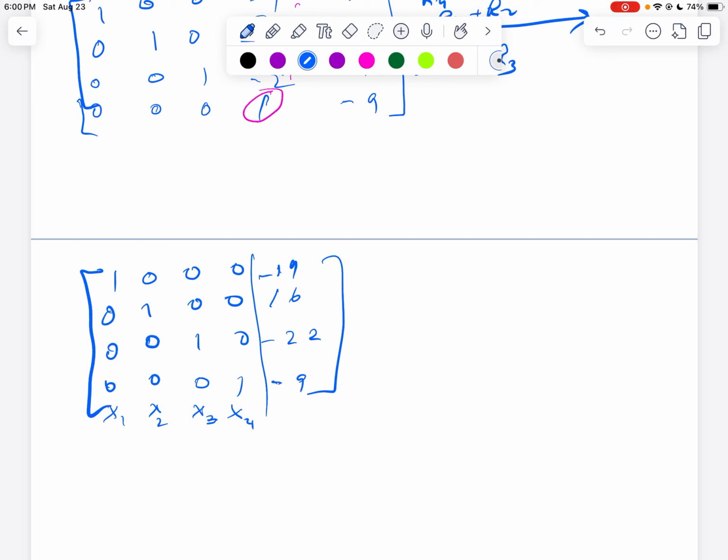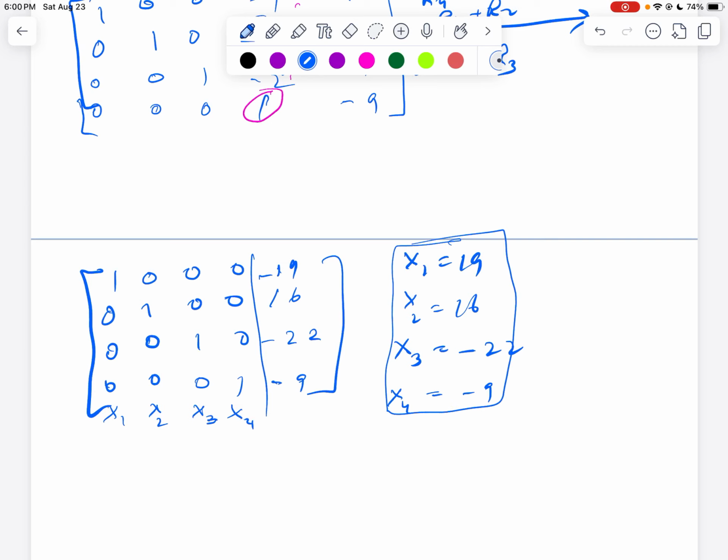So now we have to write down basically our equation. So from the first row, my equation gives me x1 is negative 19. From the second row, I get x2 is 16. And from the third row, we get x3 is equal to negative 22. And then x4 gives us negative 9. So this is our solution, you can say. That's what we were looking for.